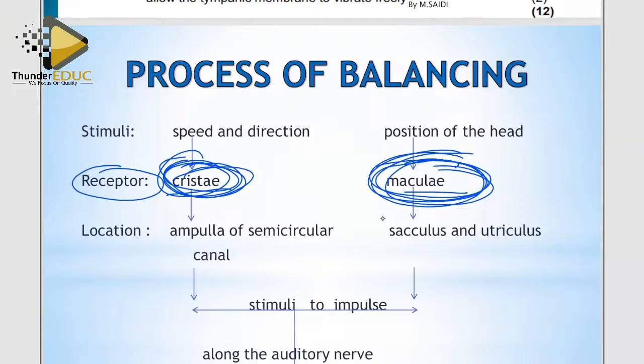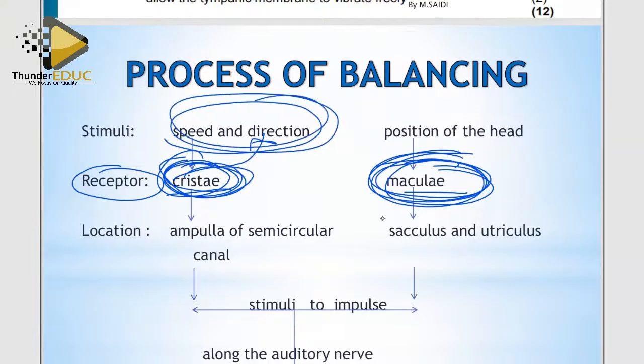But where is the cristae? What is the cristae used for? Cristae is responsible for change in the speed and direction. Change in the speed and direction, it is cristae. The position of the head, you can nod your head. How fast is it? It means that it is the cristae which is going to be stimulated.